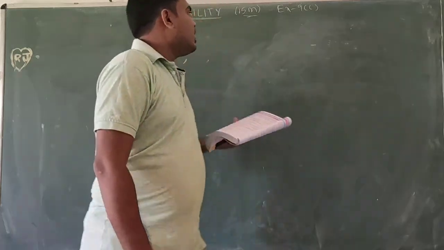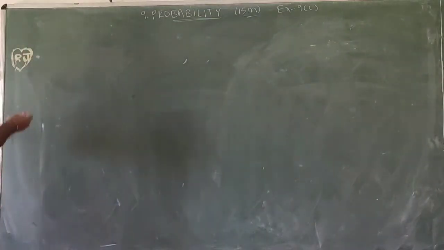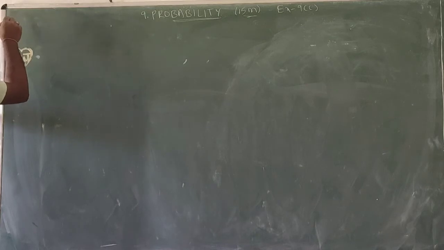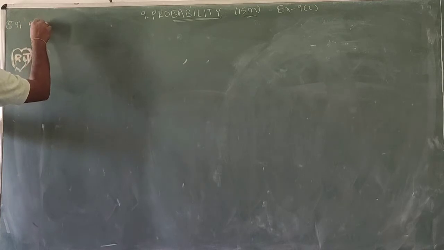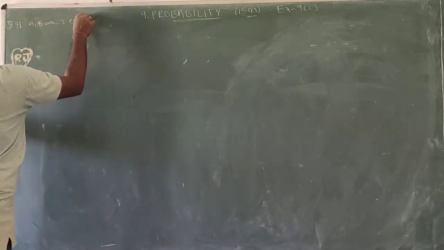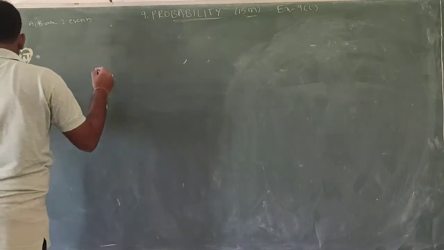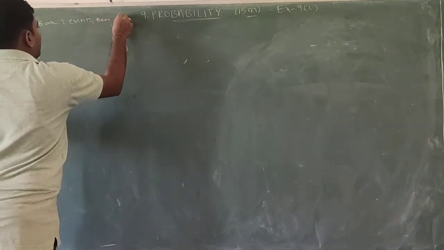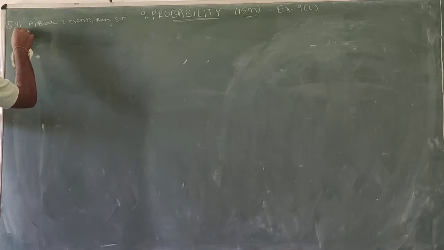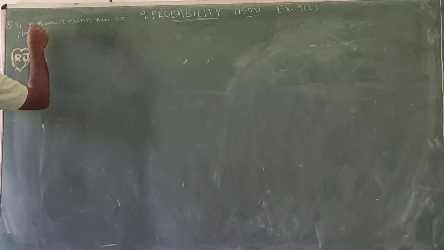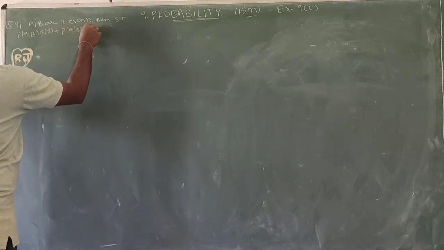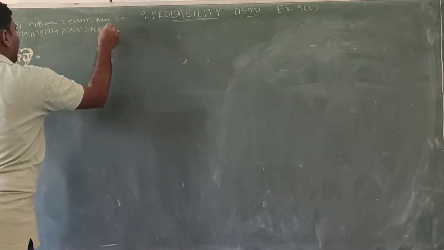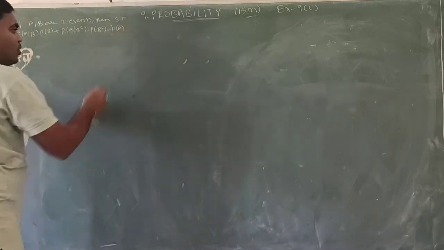Probability. So exercise 9C, question number 5. If A, B are two events, then show that P of A given B into P of B plus P of A given B complement into P of B complement is equal to P of A.